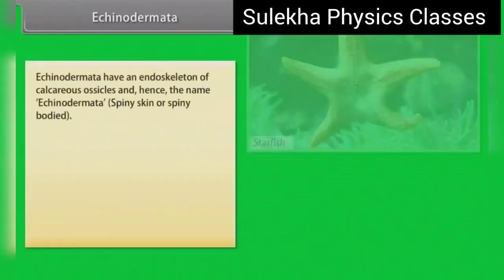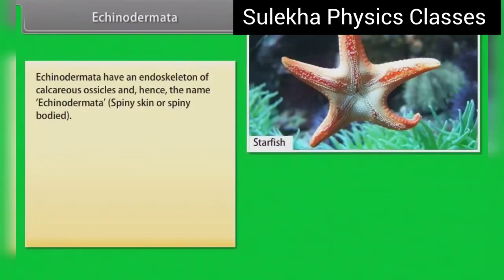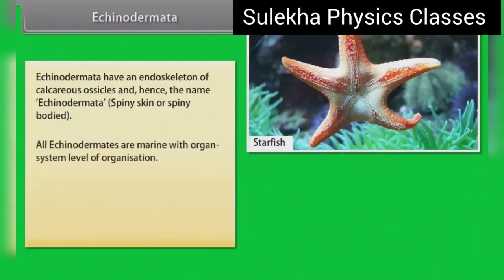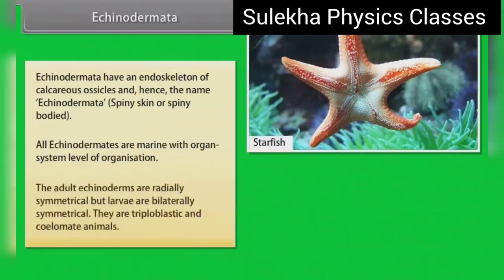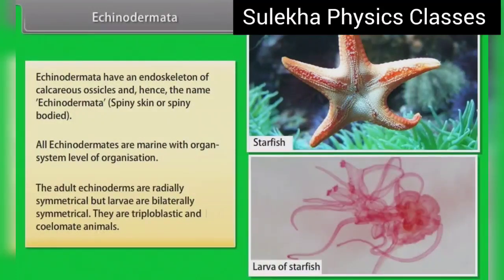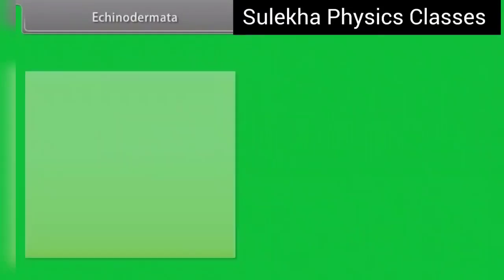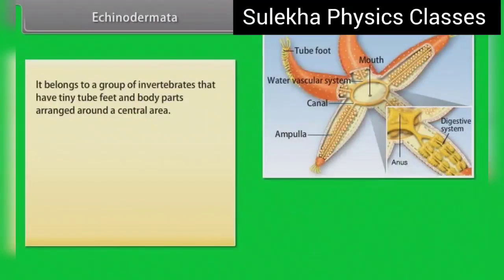Echinodermata. Echinodermata have an endoskeleton of calcareous ossicles and hence the name Echinodermata, which means spiny skin or spiny-bodied. All echinoderms are marine with organ system level of organization. The adult echinoderms are radially symmetrical, but larvae are bilaterally symmetrical. They are triploblastic and coelomate animals. It belongs to a group of invertebrates that have tiny tube feet and body parts arranged around a central area.